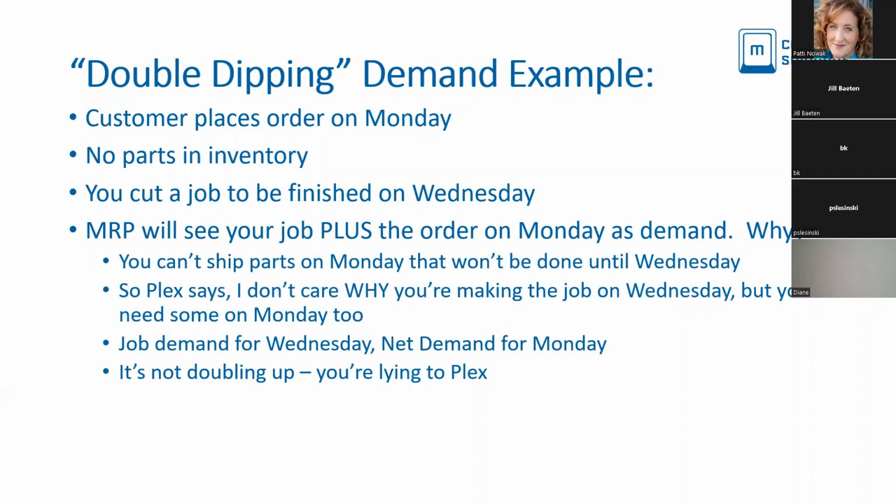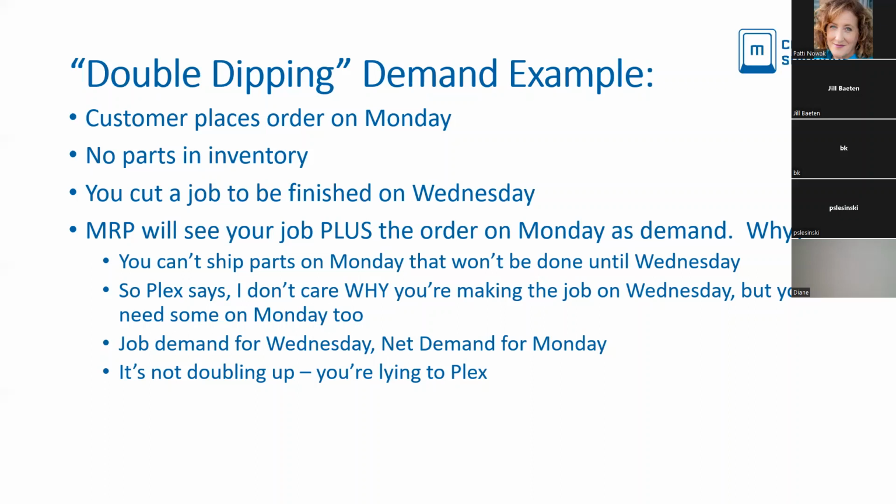If you have a customer order due Monday, but you can't build it until Wednesday, what's going to happen? Well, you're either going to ship to the customer 2 days late, or you're going to find a way to complete the job by Monday. But if you don't tell Plex which one you're going to do by updating the order due date or the job date, then Plex says, well, you're making parts on Wednesday, but we can't use those to fulfill the order on Monday. Therefore, I'm going to suggest a net demand to make the parts by Monday so they can be shipped. I don't care what you're doing with those parts on Wednesday, but I'm driving demand for those too because you're telling me you're going to make them.